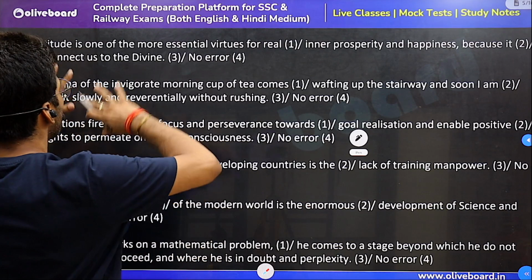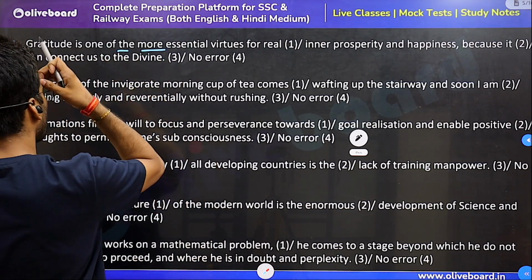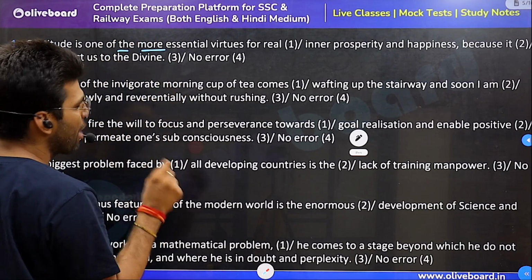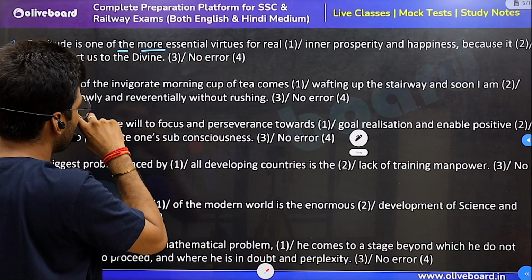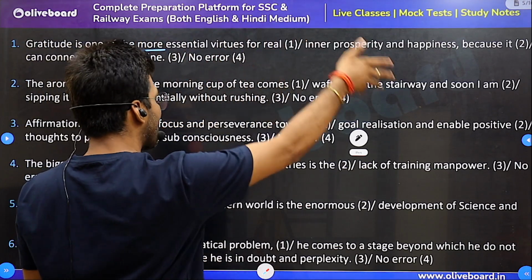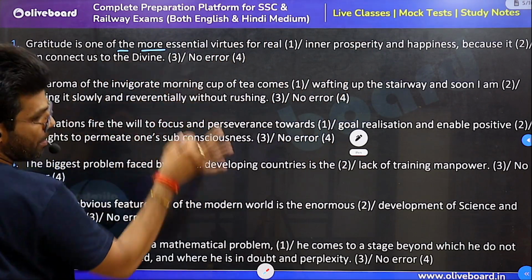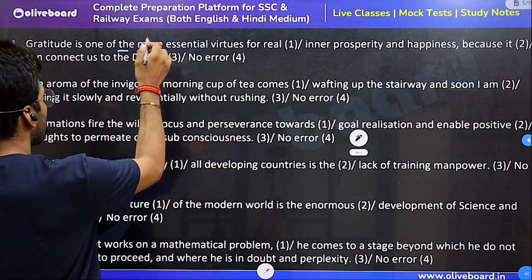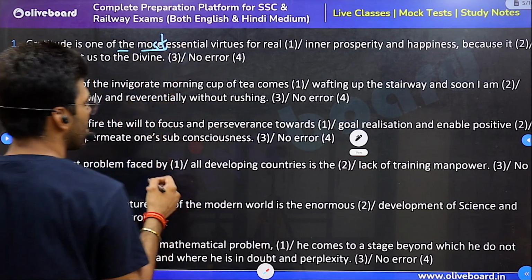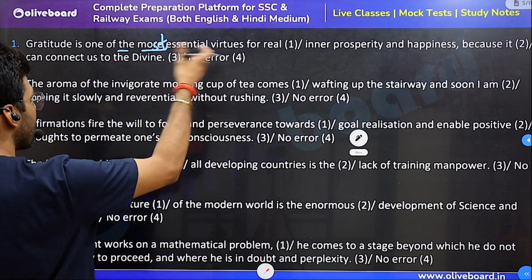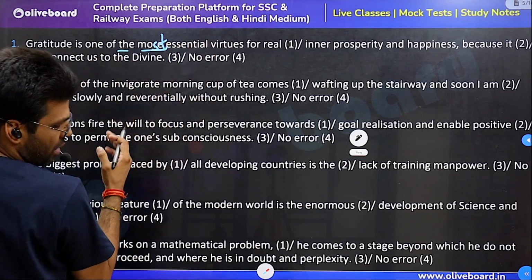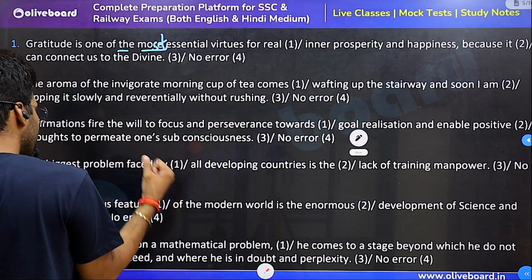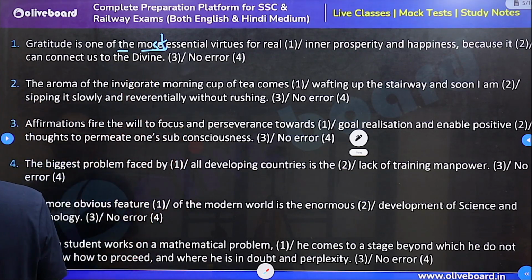Gratitude is one of the more essential virtues for real inner prosperity and happiness because it can connect us to the divine. We are not comparing it with any other virtue; it is not one of two. This is one of the best, one of the tallest, one of the most essential virtues. We don't have just one virtue, this is one of them. Usually we use this structure in the superlative: one of the best, one of the finest, one of the fastest, one of the strongest, one of the oldest, one of the most essential virtues.